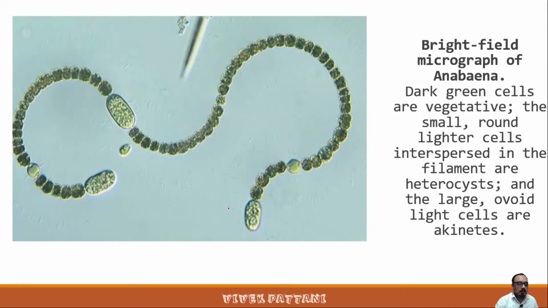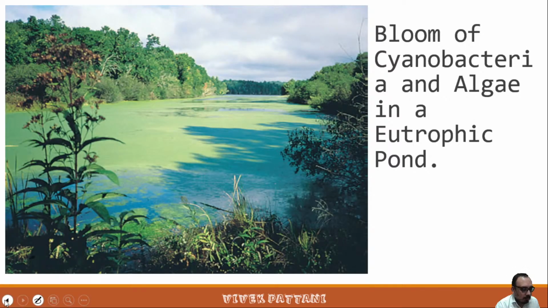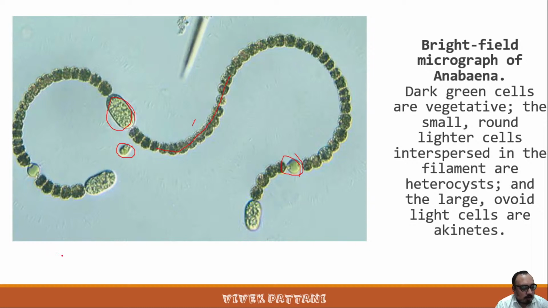Next is a bright field micrograph of Anabaena, where the dark green cells are vegetative cells, lined up here. The small round lighter cells interspersed in the filaments are heterocysts. Here this one is a heterocyst, and the large ovoid light cells are akinetes. This one also. Please have a look for your better understanding.